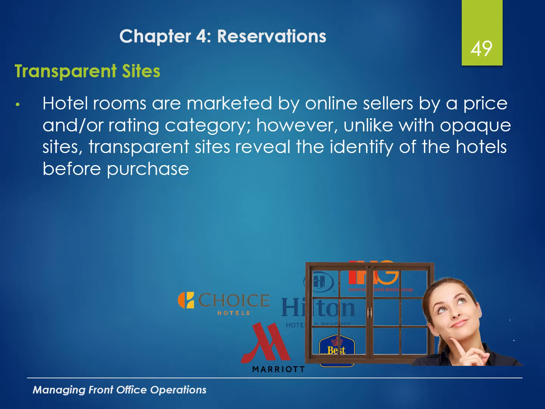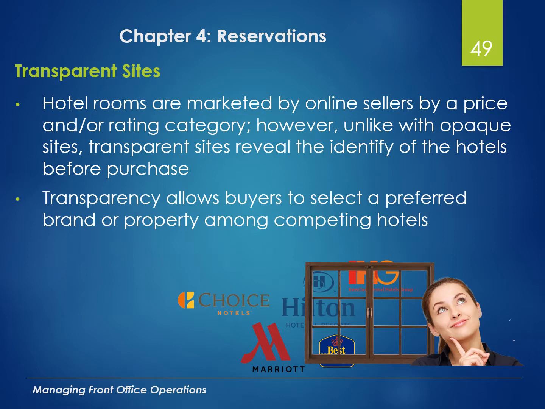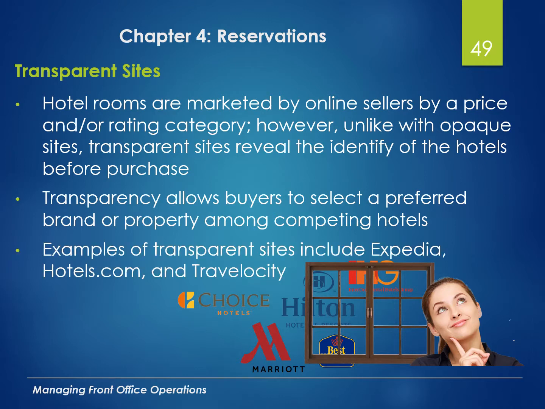I book direct with the hotels, but when I use OTAs, I often use transparent sites. So I use the imagery of a window, right? I can see through a window. I know exactly what brand I'm going to get. I know what level of service I'm going to get. And so with that transparency site, it helps people if they are brand loyal. You know, they can get a specific brand.